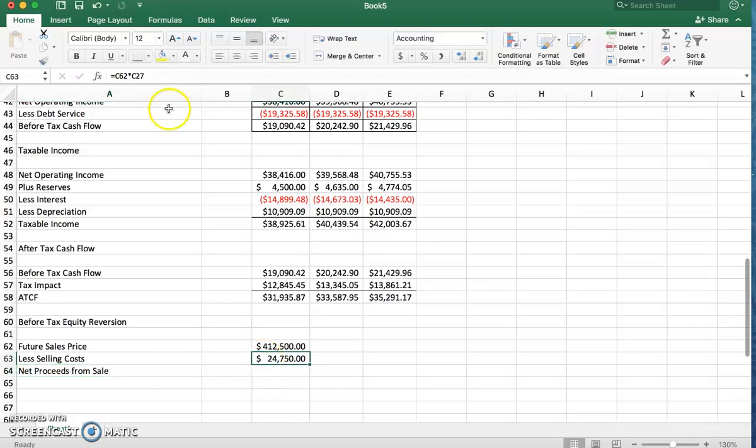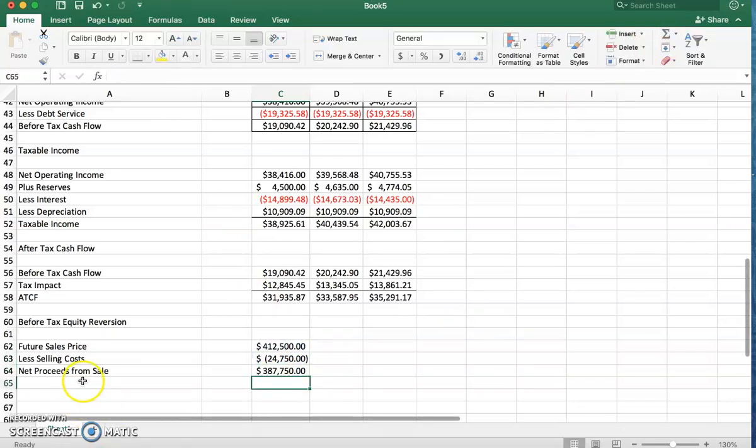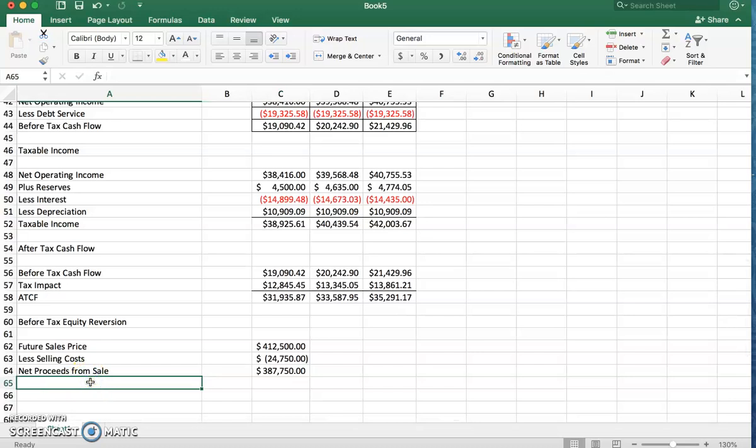We need this one to be negative because it's a selling cost and expense. Alright, and then that'll make the sum go correct. Perfect. Alright, and then next thing we want to do is take out our loan balance. So, less loan balance from the net proceeds of sale, but first we're going to need that number.